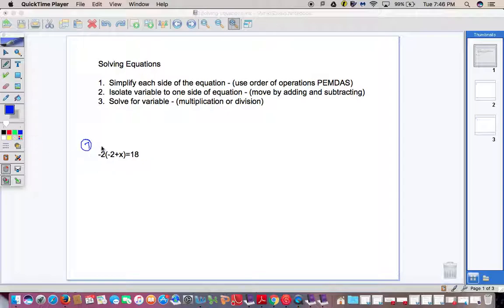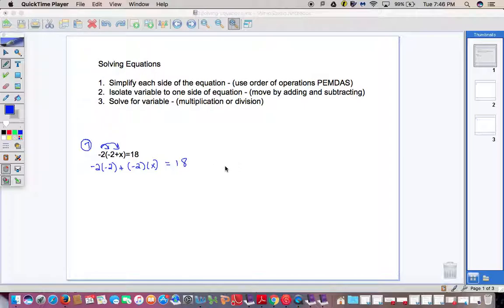Okay, so my first step is going to be to simplify each side of the equation. And on the left side, I see that I have a set of parentheses, but within those parentheses, I can't combine the -2 and the x. So I'm going to distribute. I'm going to multiply. So I'm going to distribute this -2 across my parentheses. So I have -2 times -2 plus -2 times x, and that equals 18.